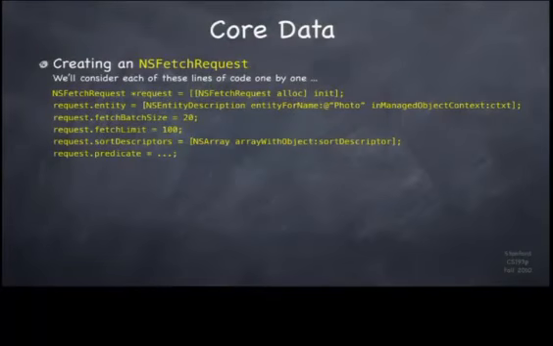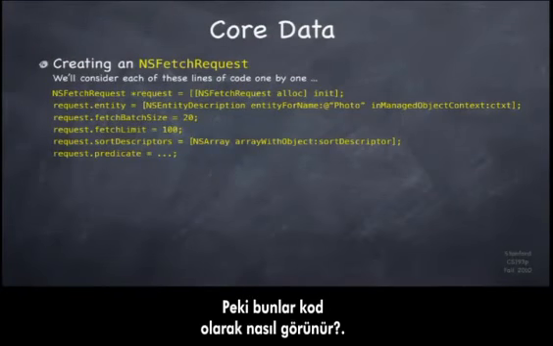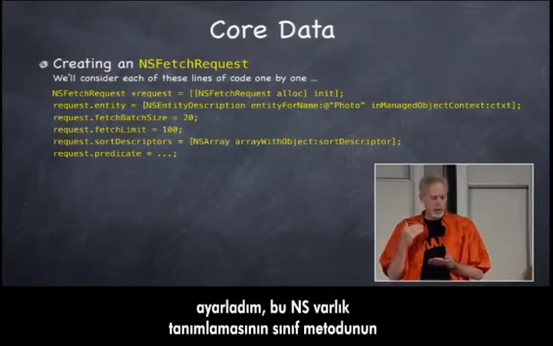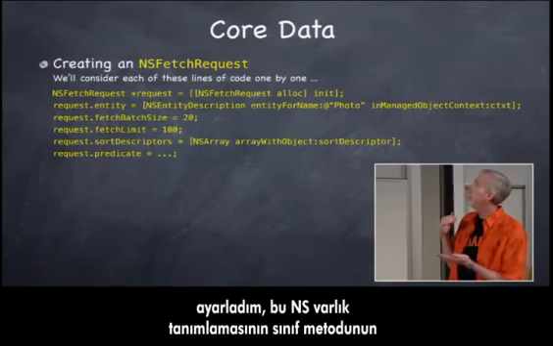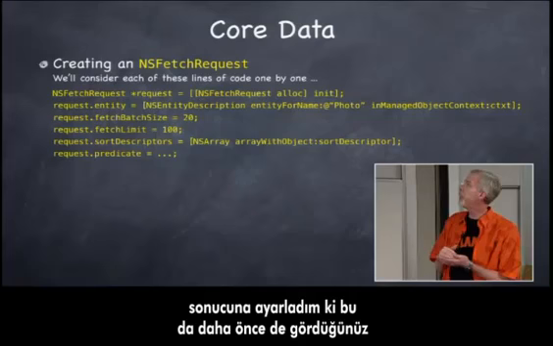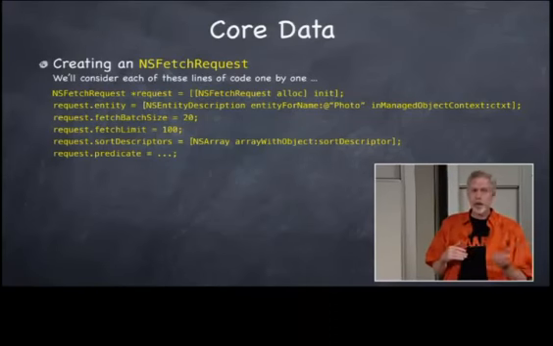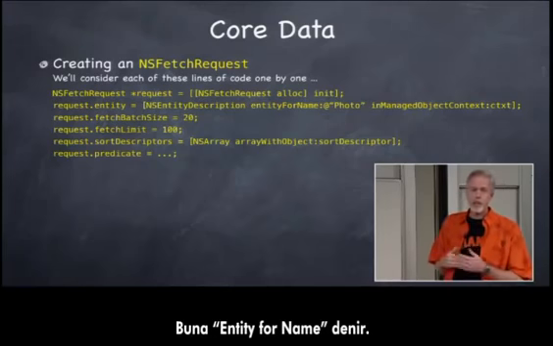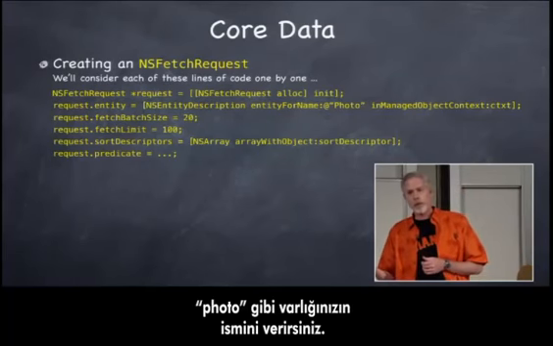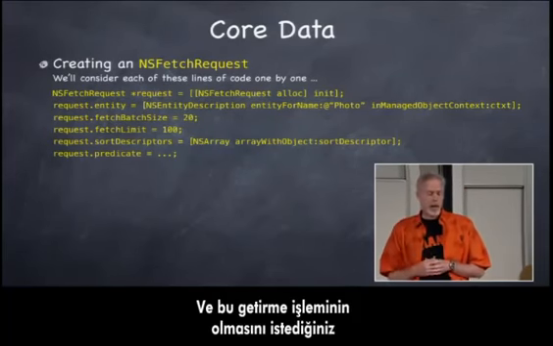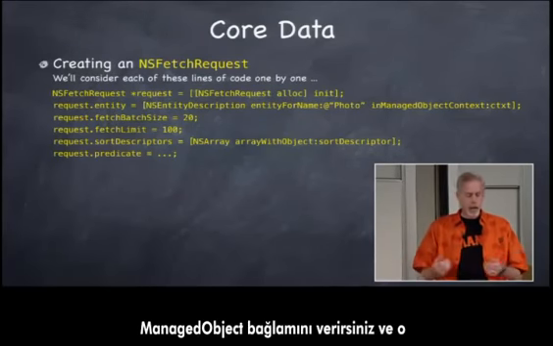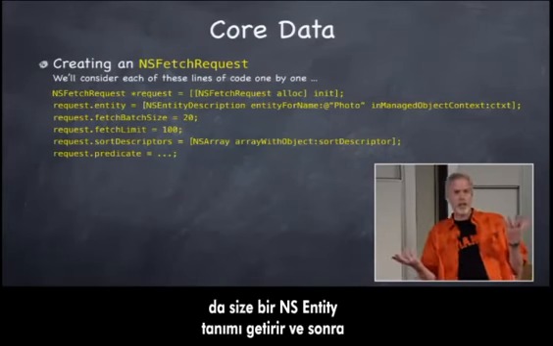So what does that look like in code? So I just alloc init a fetch request. Then I just set these properties. The entity I set to the result of this class method of NSEntityDescription, which is the same class you saw before that we used to insert an object in the database. This one's called entityForName. You give it the name of your entity, like Photo, and you give it the managed object context you're going to want this fetch to happen in, and it'll return you an NSEntityDescription.